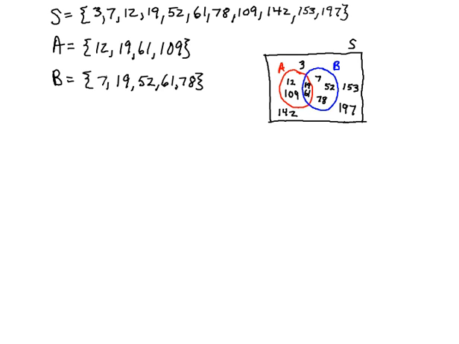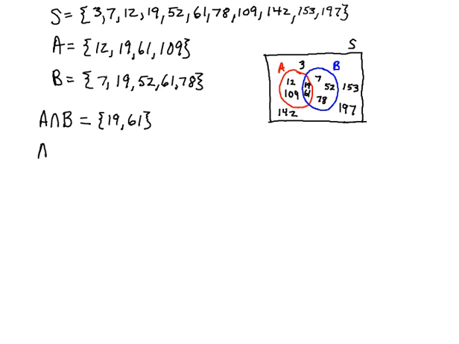Now, to use some new notation to indicate the different parts of this Venn diagram, I would write A intersect B, meaning all of the elements that are in A and B. So that would be just a set including 19 and 61. So this would be A intersect B.